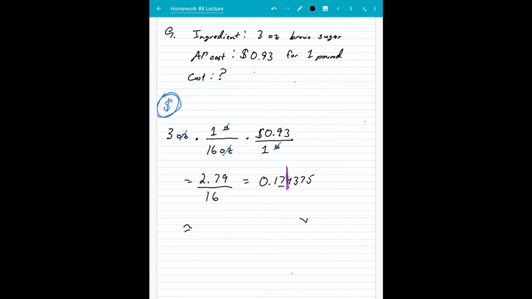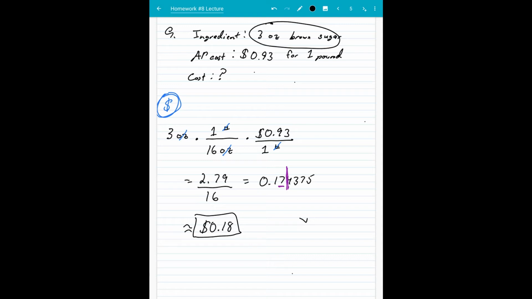So this would be $0.18. That's your answer for number 9. So $0.18 for the cost. So this 3 ounces of brown sugar costs 18 cents.